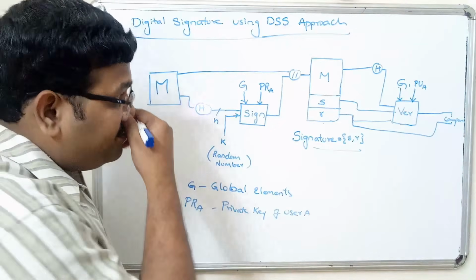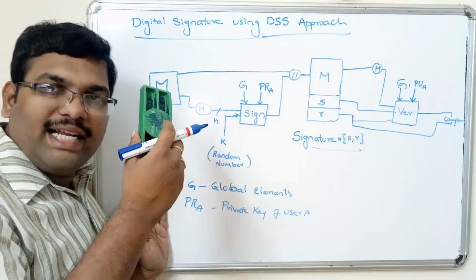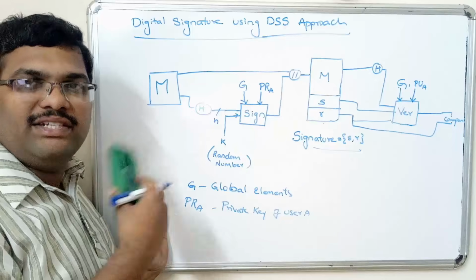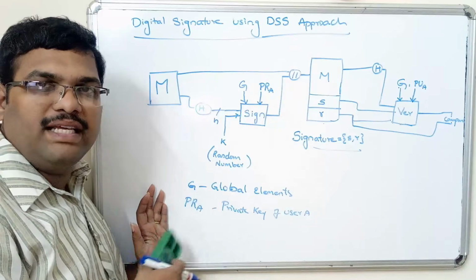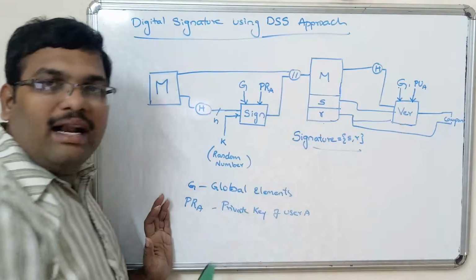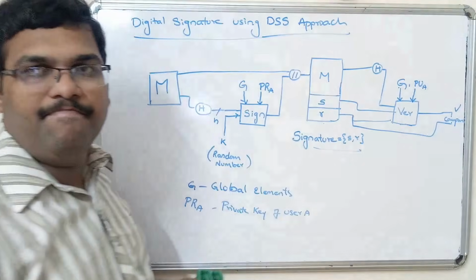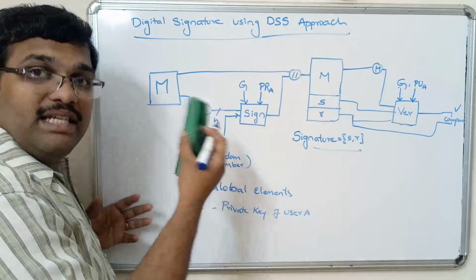Right? So I hope you understood this DSS approach. Now let us see the algorithm: how these will be calculated, what the formulas are for these calculations, what G is, what S is, what R is, and what V is. Here V will be generated. So what is V, right? Let us see the formulas.